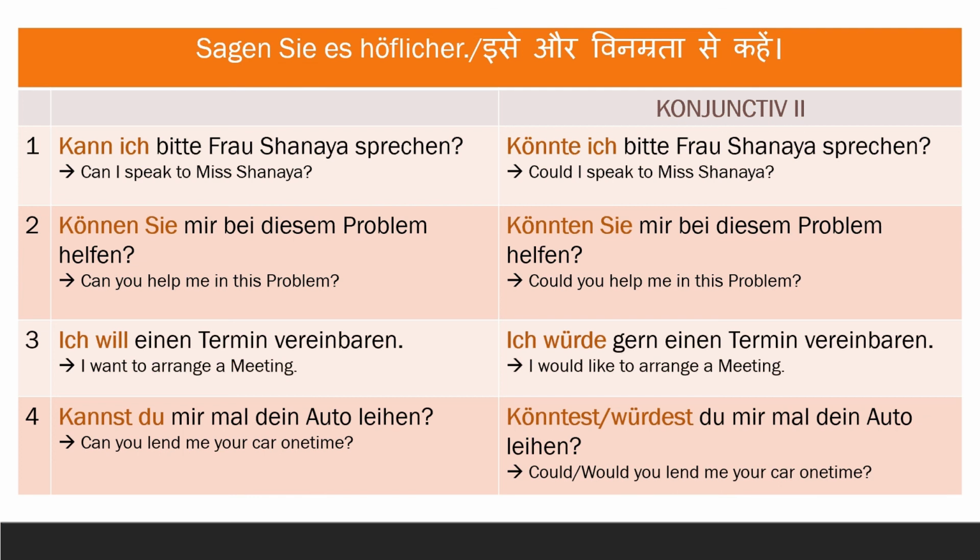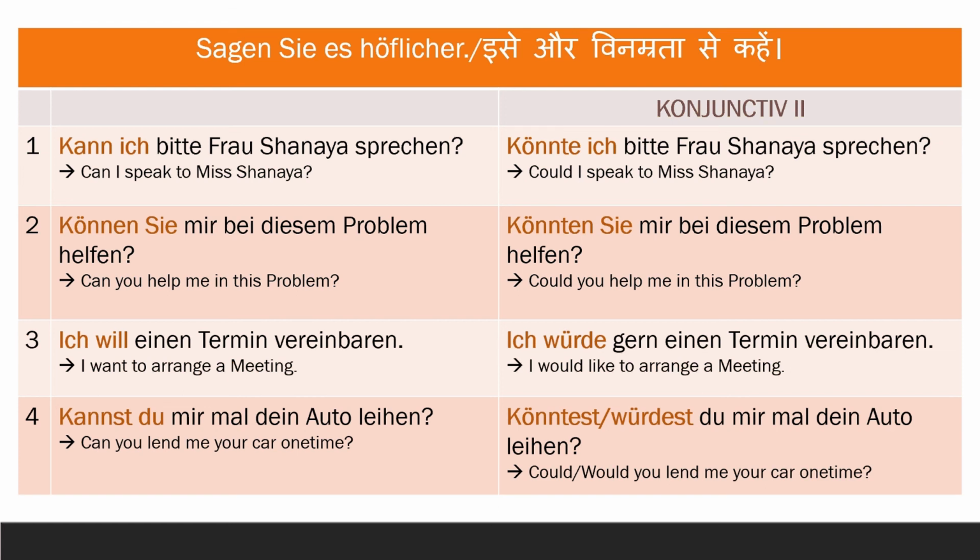And number 4 is, "Kannst du mir mal dein Auto leihen?" Can you lend me your car one time? So you are just telling your friend, can you give me your car for one day? Yes. "Leihen" means to lend someone something: a pencil, a car, or your dress, or your bag. Anything you can lend. For one day. "Mal" means one time.